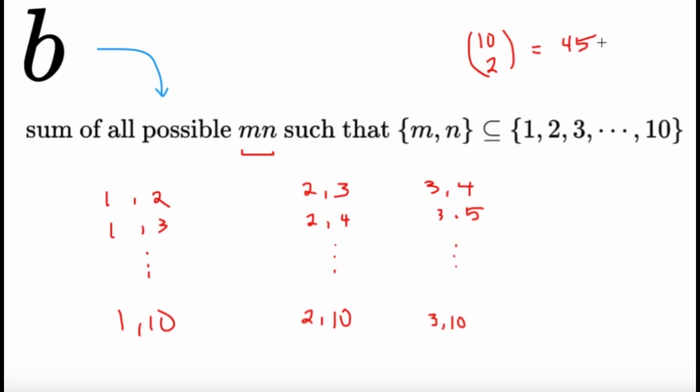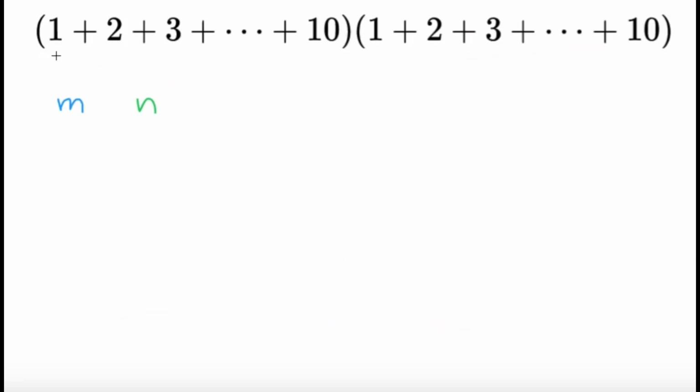Now, let us try to have something at the start to begin with our plan. For now, let's just say all possible pairs is going to come from this. Now, obviously this is not it. This is not yet it.